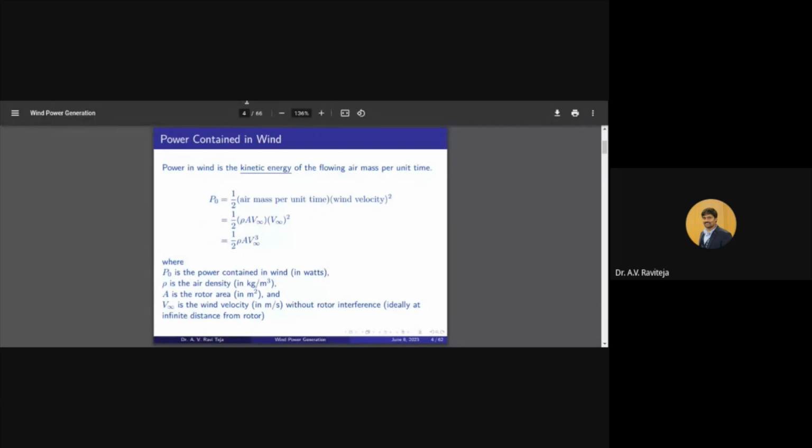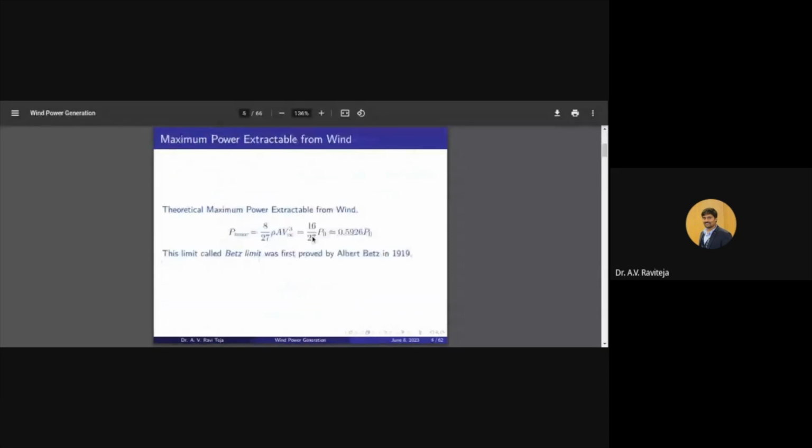Of this, can I extract the entire energy? The answer is no. We can extract at max 59% of the kinetic energy available in the wind. This is called Betz limit. So in 1919 it was derived that you can never extract full energy from the wind. Only 59 or 60% power can be extracted from the wind.